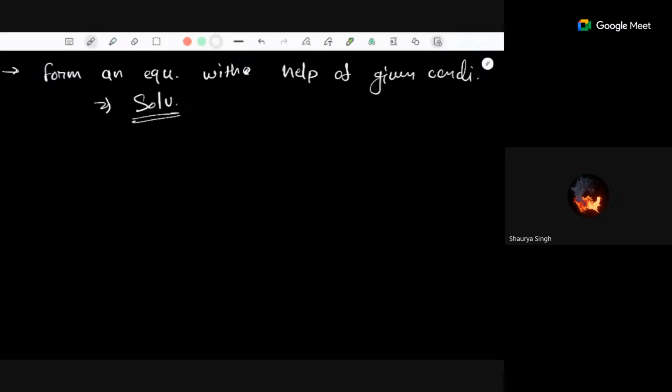Okay, so I'll start with straight lines. What is a straight line?